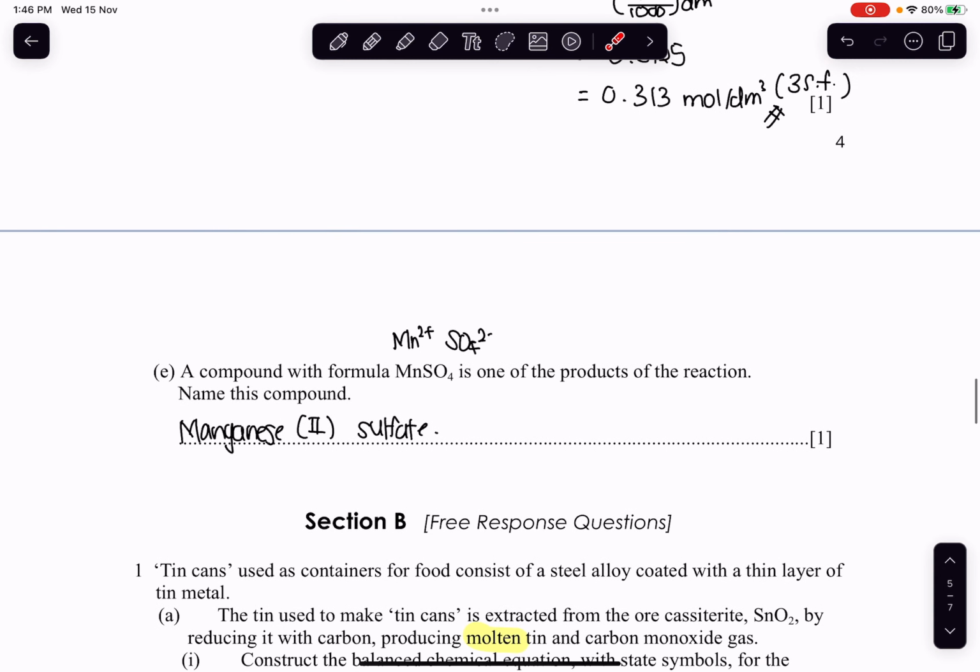Okay, next they ask, a compound with formula MnSO4 is one of the products of the reaction. Name this compound. So you have to figure out the charge first of manganese, aka the oxidation state. You know SO4 is 2 minus, then you split it, it must be Mn2 plus, so it's manganese 2 sulfate.